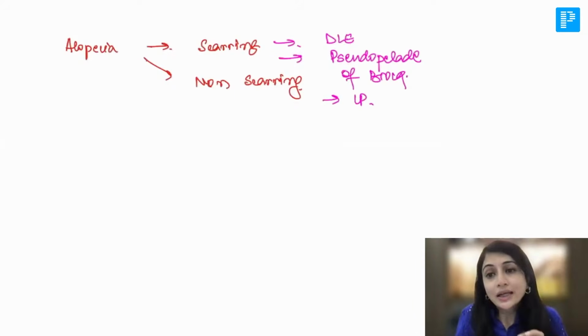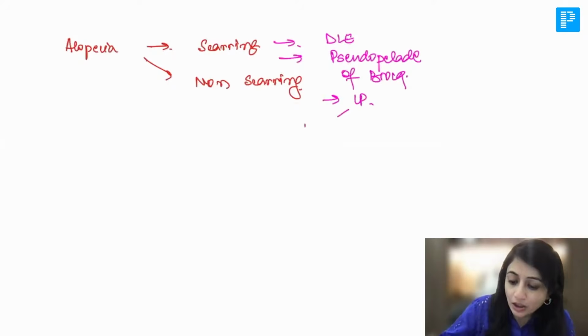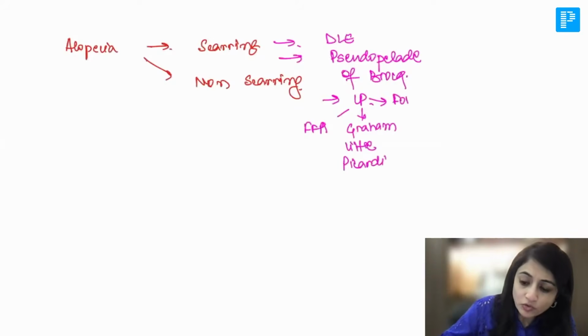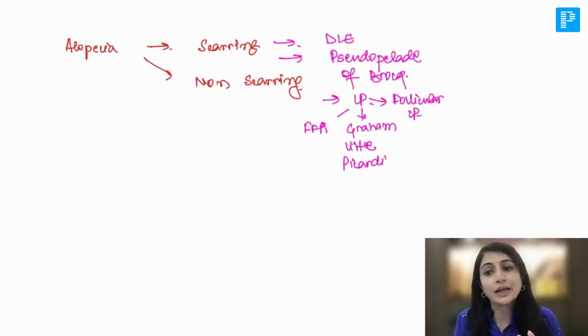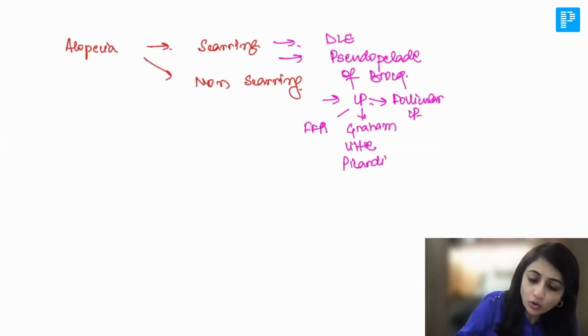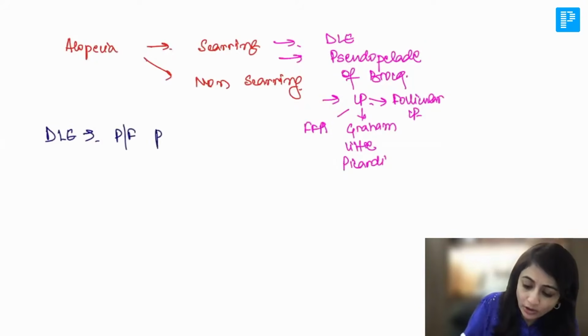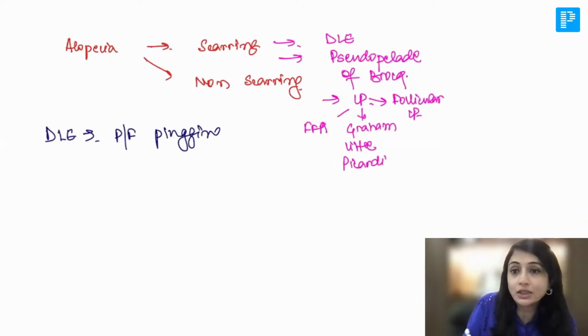Now, lichen planus includes frontal fibrosing alopecia, as has been given. It also includes Graham Little Piccardi syndrome, and it also includes follicular lichen planus. Any of these may be given, but they are all forms of lichen planus, right? Now, first I'm discussing scarring alopecia. When we have DLE, you would be asked what sign is associated with DLE, perifollicular plugging?